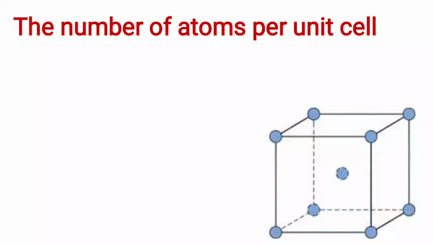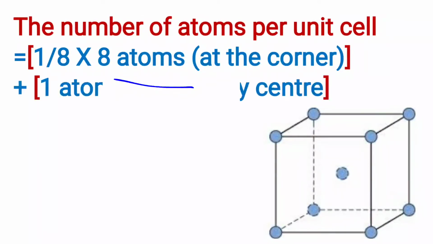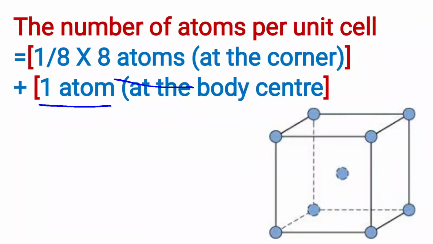With this idea, the number of atoms per unit cell calculation should go like this. How many corner atoms are there? 8. And what portion of it will belong? Only 1/8. So 1/8 into 8 atoms at the corner. Then how many atoms at the center? 1 atom at the center. Does it get divided or is it being shared with any other unit cell? Not really. So 1 atom at the body center.